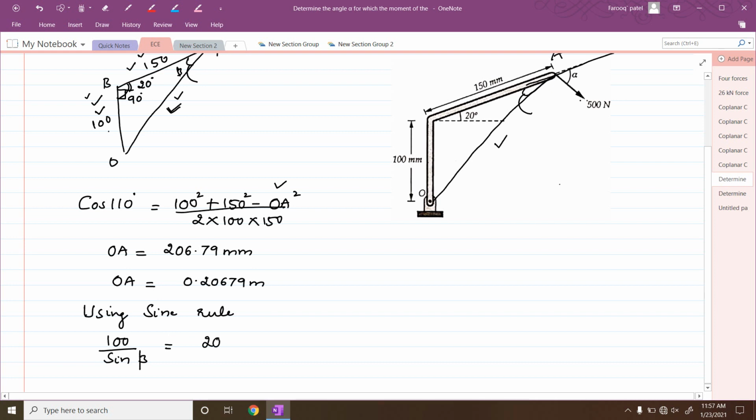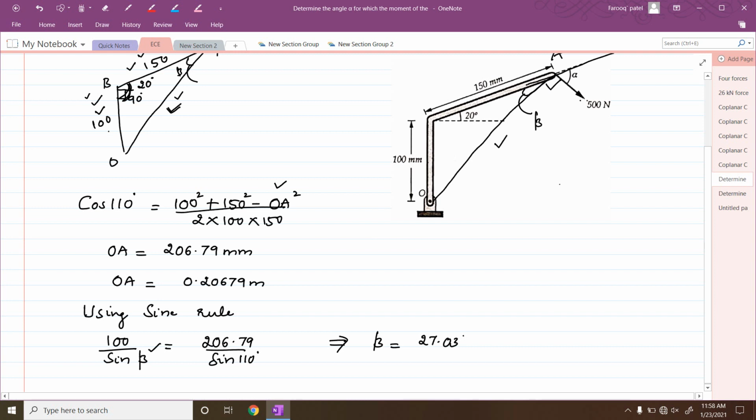206.79 divided by sine of this opposite angle. The opposite angle is how much? 110 degrees. So therefore this is sine of 110 degrees. So based on this we can calculate the value of beta. If you simplify this, if you cross multiply, we will get the value of beta, that is equal to 27.03 degrees.